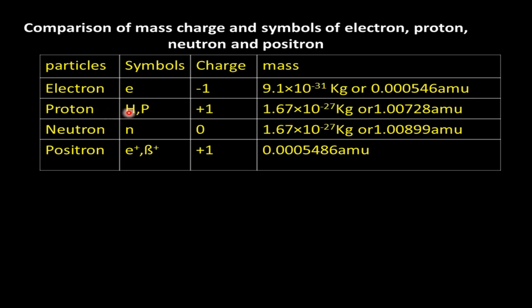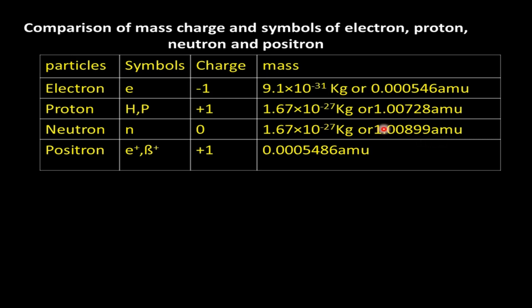For proton, proton has the symbol of H or P with a relative charge of +1 and a mass of 1.67 times 10 raised to the minus 27 kg, or 1.00728 AMU. For neutron, neutron has the symbol of N with a relative charge of 0, that is, neutron doesn't have charge, and a mass similar to the mass of proton, which is 1.67 times 10 raised to the minus 27 kg, or 1.00899 AMU.